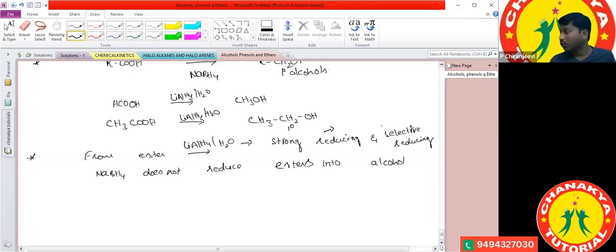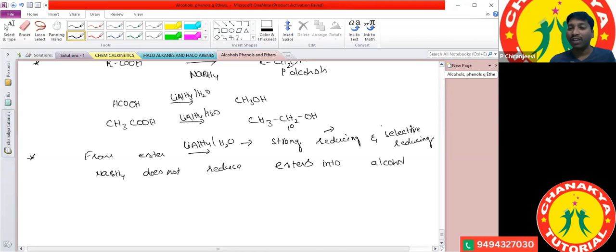Is any possibility there to use it? Simply costly materials we cannot use for simple things. Are you going to use it? No, we cannot use lithium aluminum hydride here.